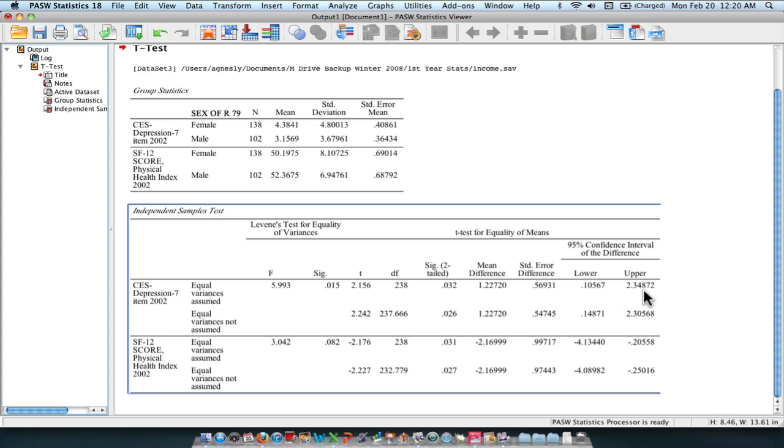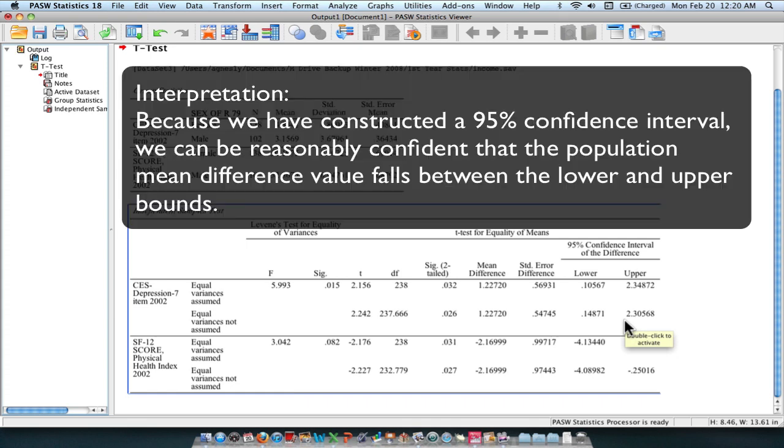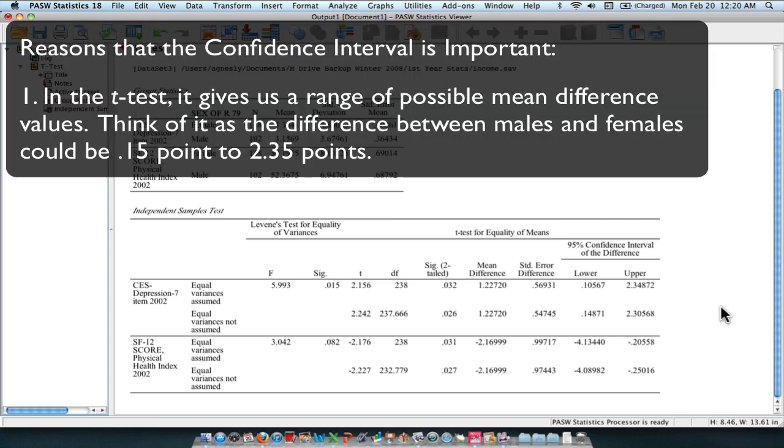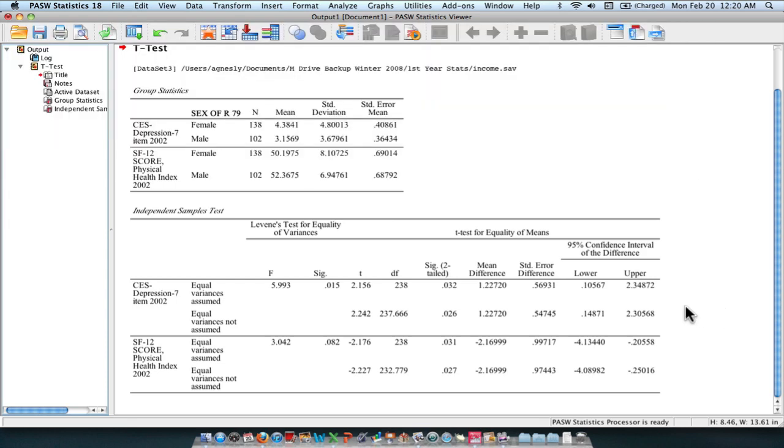What the lower bound and upper bound indicate to me is that because we have constructed a 95% confidence interval, we can be reasonably confident that the true population mean falls between the lower bound and the upper bound. And a confidence interval is important for us because it gives us a range of values that are possible for our population value to be. We can also determine significance from this.